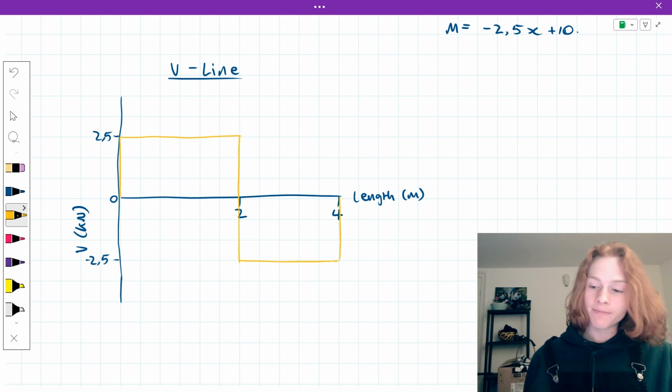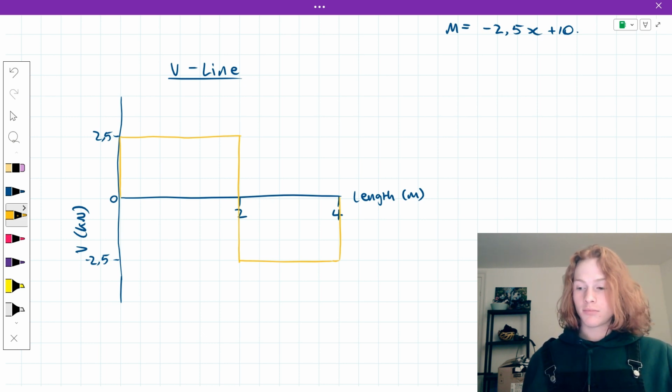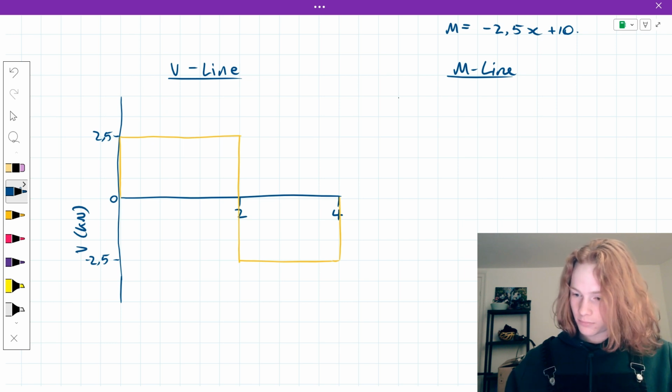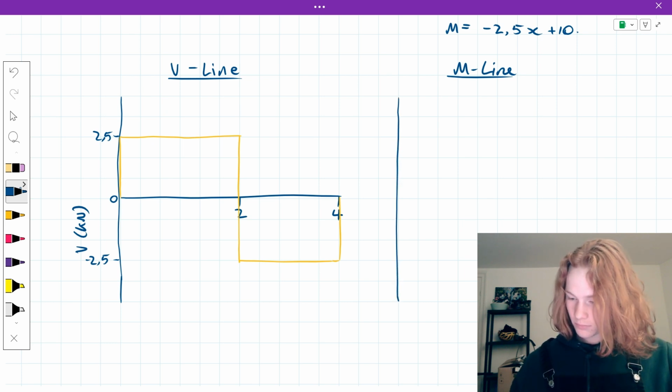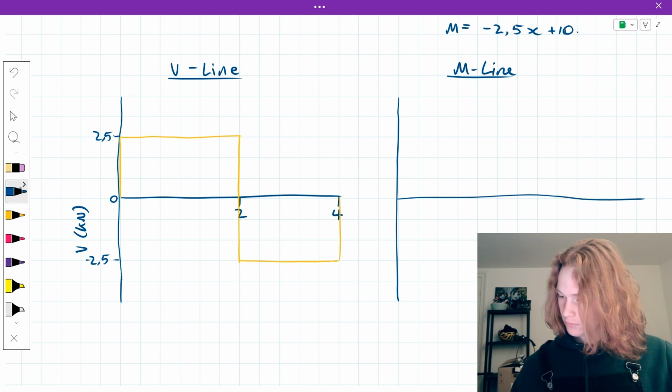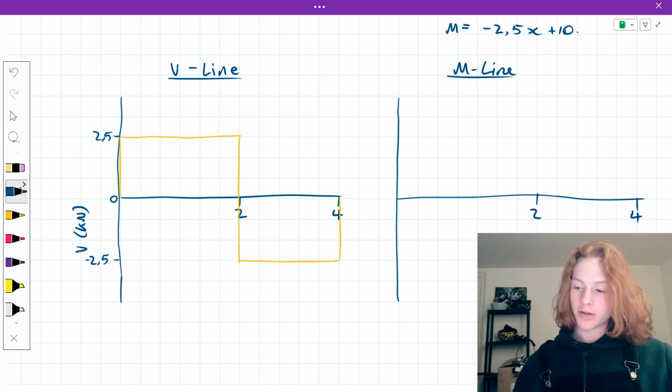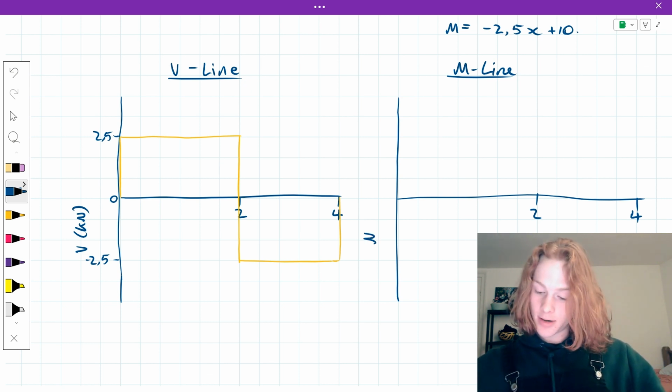Now how do we draw the M line? Well, that's also really quite straightforward. To give myself a little bit more room, I'm just going to remove that label there. So, M line. Then again I'm going to go the 4 meters and the 2 meters. This isn't to scale, but it's close enough. And this is M in kilonewton meters.